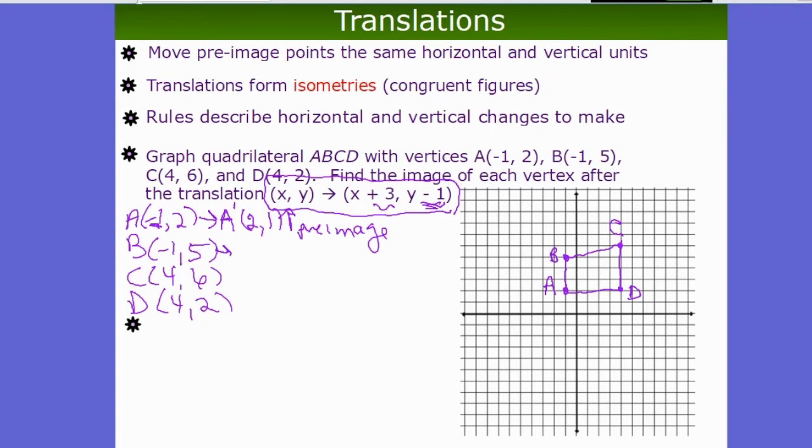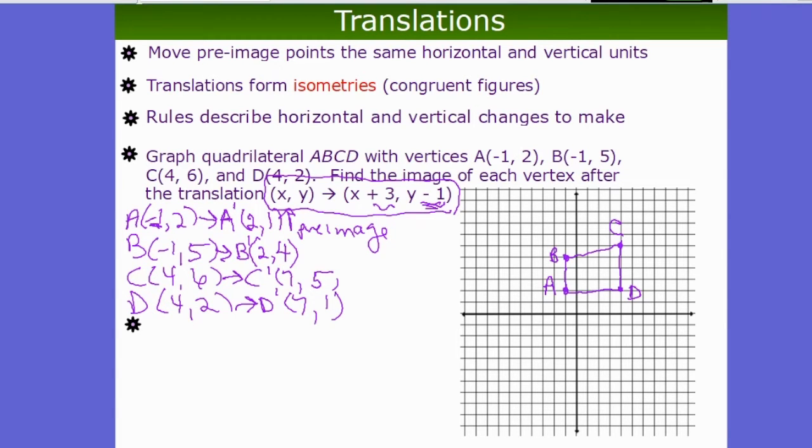B will go to B prime. And I'm going to add 3 to the X. So still -1. So when you add 3, you get 2. And then subtract 1 from the Y. The Y is 5. So that becomes 4. C prime. Add 3 to its X, you get a 7. And then subtract 1 from the Y, you get 5. And then D prime, add 3 to the 4, still 7. And then subtract 1. And then this is what we're going to graph to get our image.